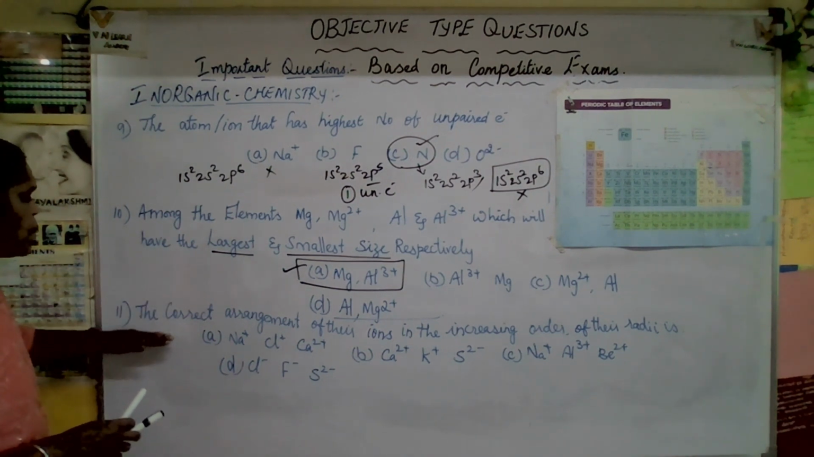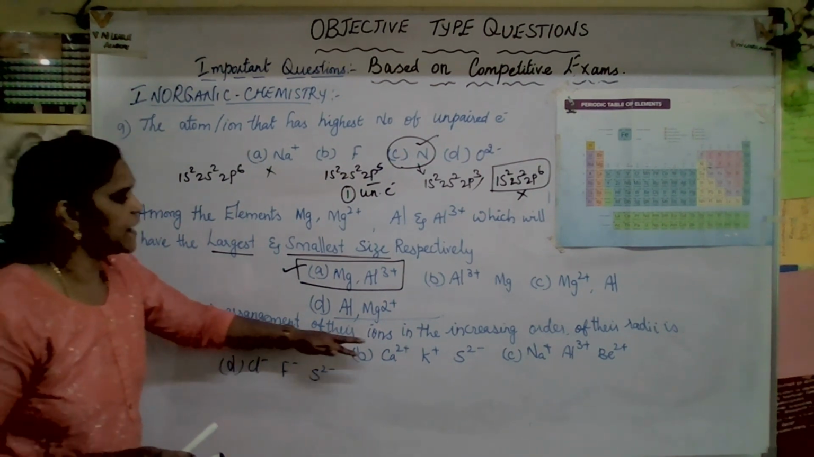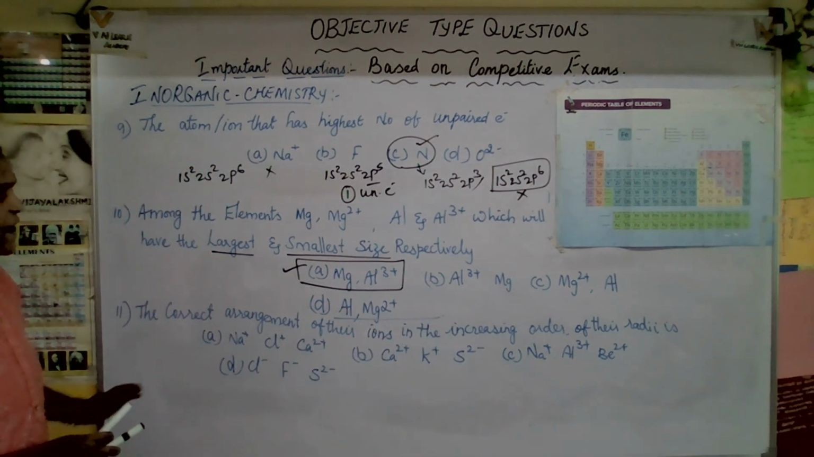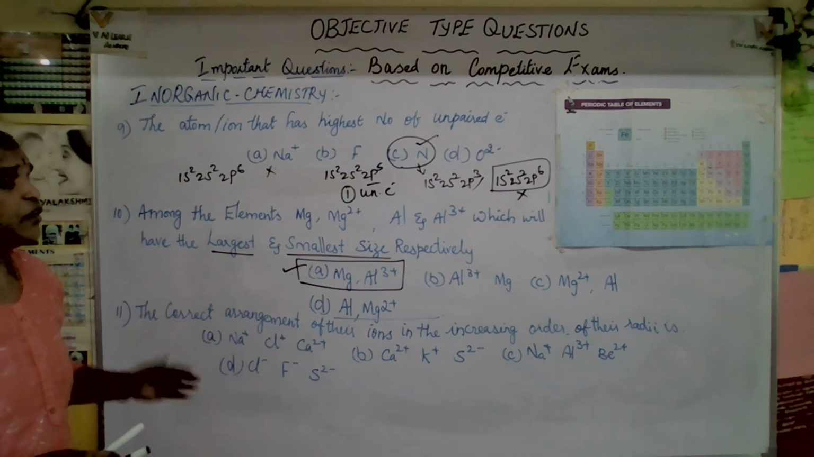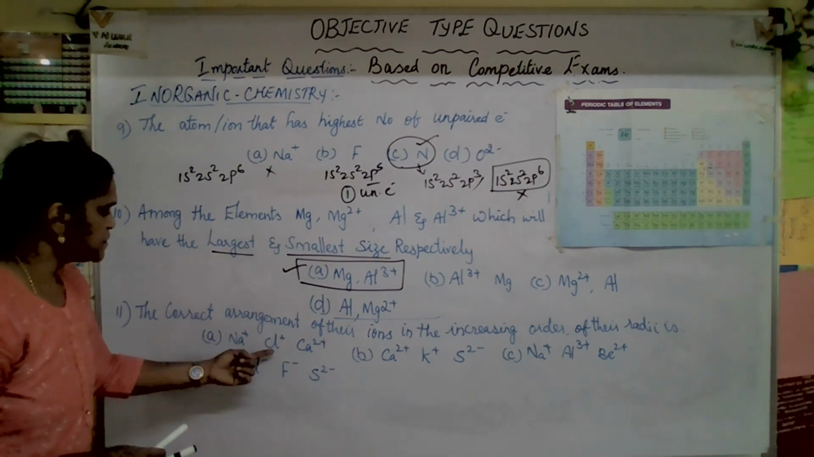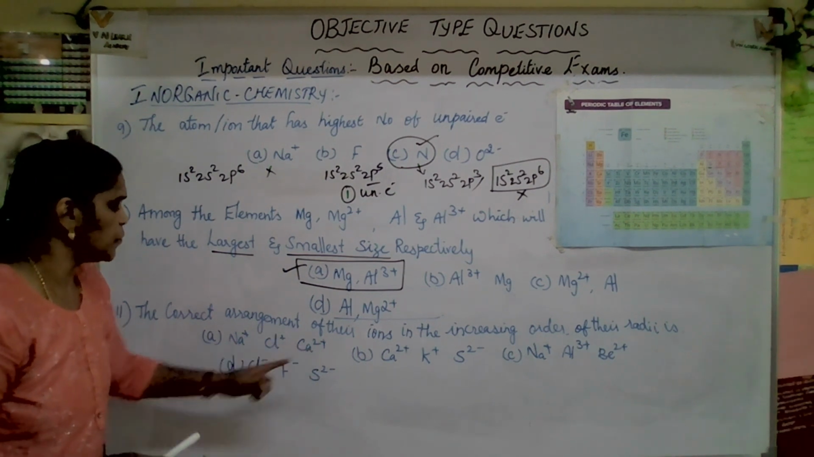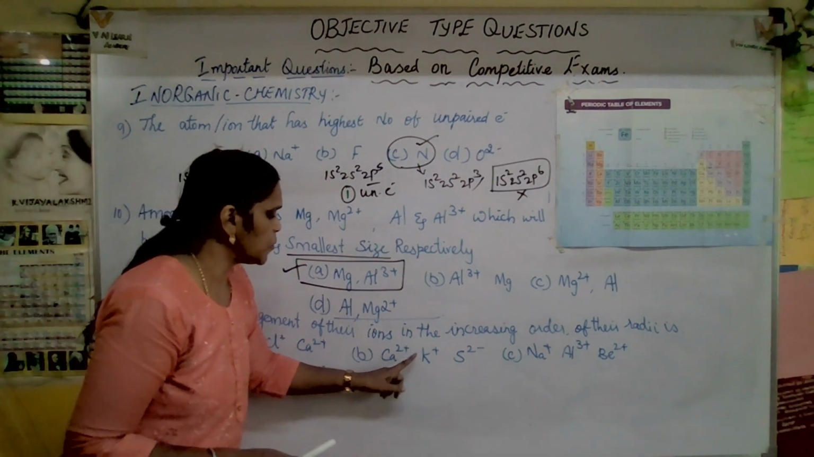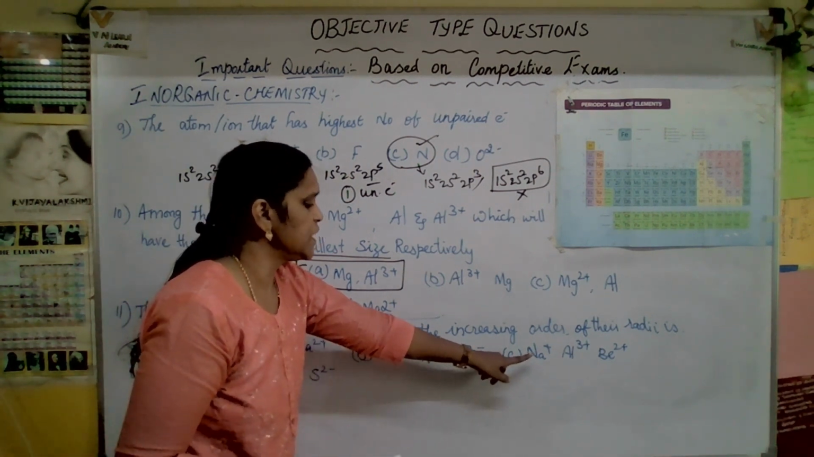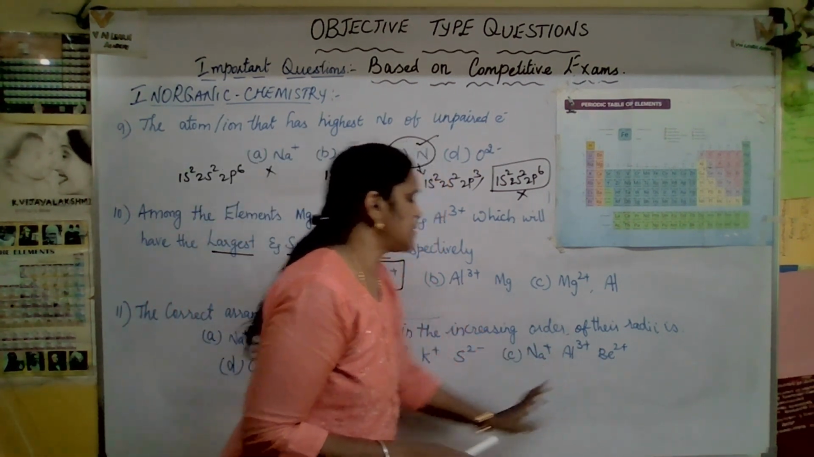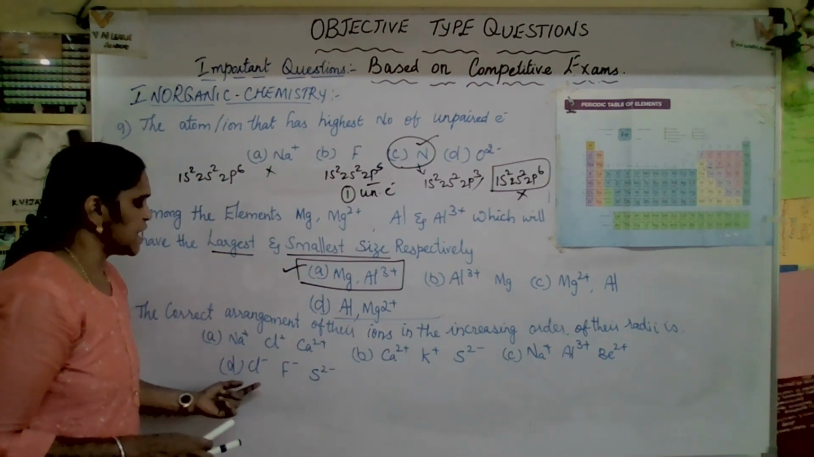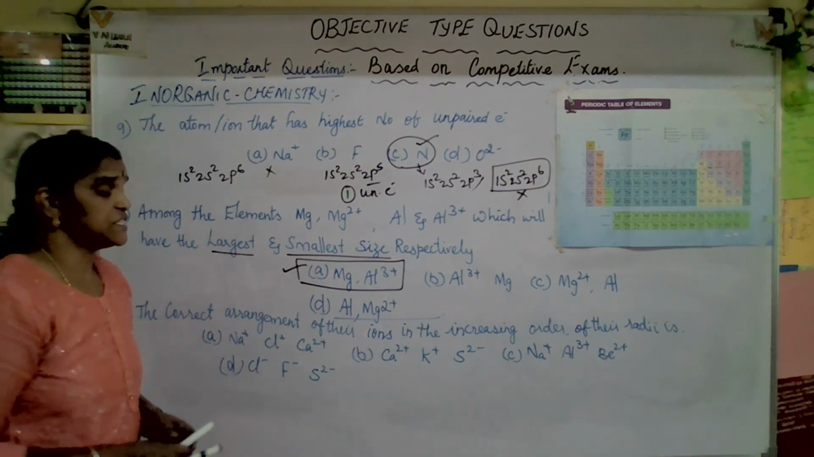Okay, now the next one: the correct arrangement of ions in the increasing order of their radii. Option A: Na plus, Cl plus, Ca2 plus. Option B: Ca2 plus, K plus, S2 minus. The third option: Na plus, Al3 plus, and beryllium 2 plus. And the fourth option: Cl minus, F minus, S2 minus.